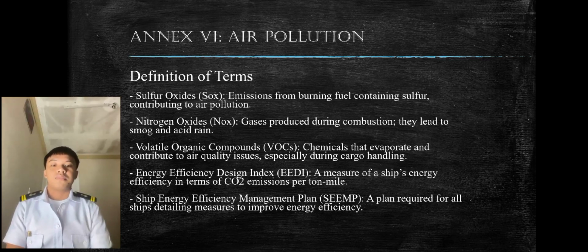I'm MJ Salvador. I'm presenting to you Annex 6 Air Pollution and Definition of Terms. First one is sulfur oxides. Sulfur oxides is emission from burning fuel containing sulfur, contributing to air pollution. The second one is nitrogen oxides. Nitrogen oxides is gases produced during combustion. They lead to smog and acid rain.